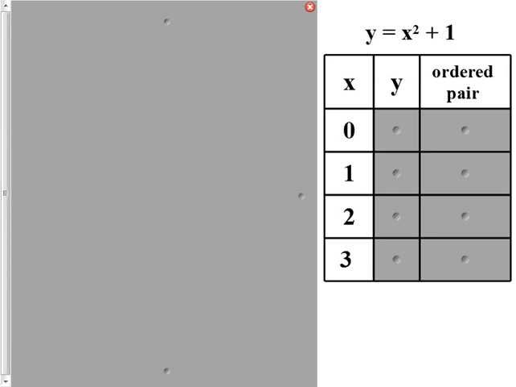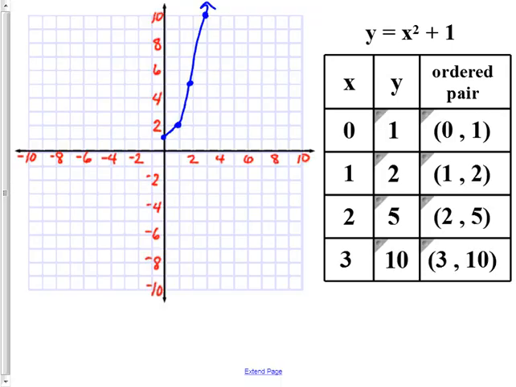One more. This is our last one we're going to look at. y equals x squared plus 1. Try filling that one out and see what it looks like. All right, if you made your chart and your graph correctly, then this is what they should look like. Now notice this one looks very different than the others that we've done. It's not a straight line. All the others that we did were.